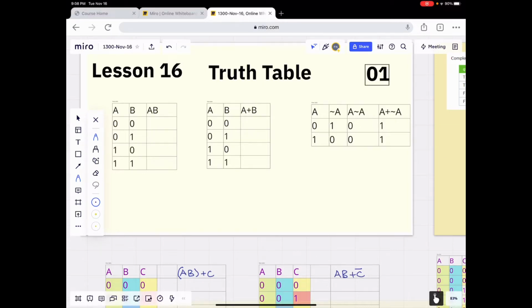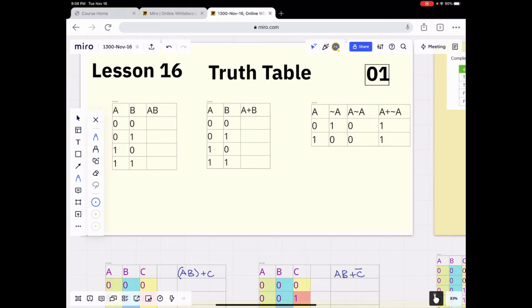This week's lesson, we're going to talk about truth tables. So what is a truth table? Well, a truth table is a table that contains all the combinations of the values of the inputs and the corresponding output that represent the true value of a certain Boolean expression.